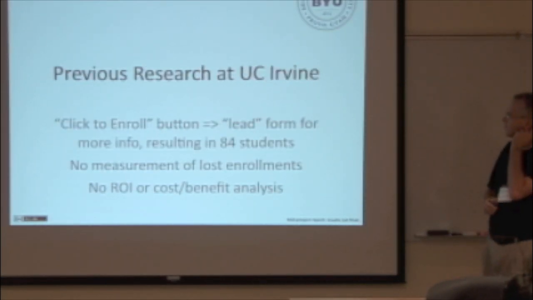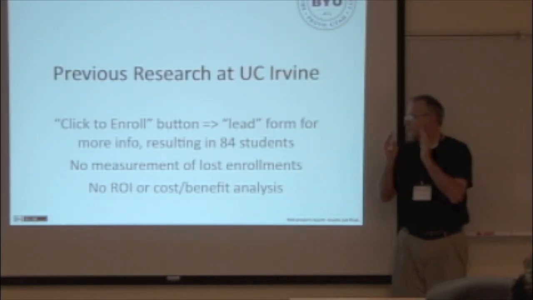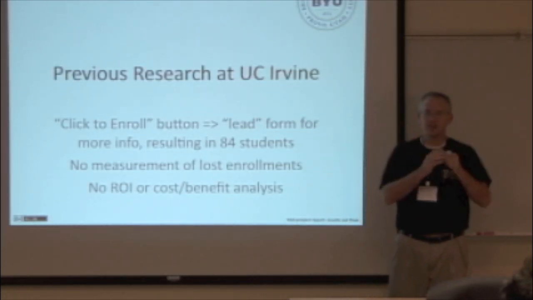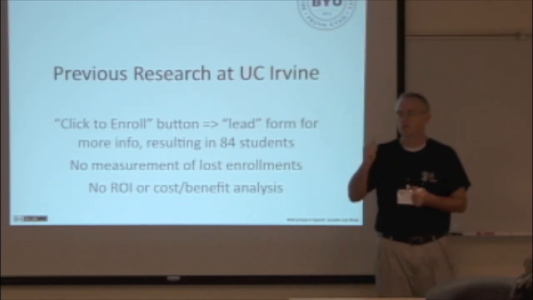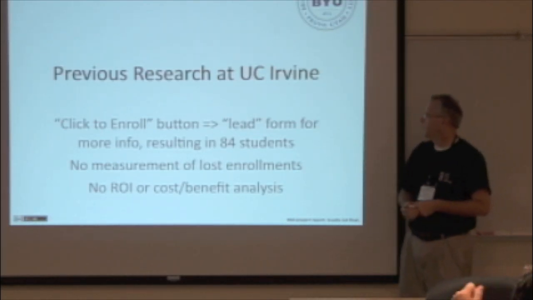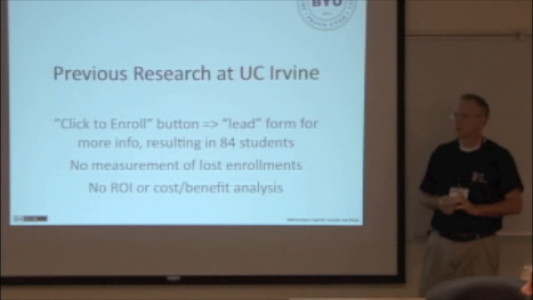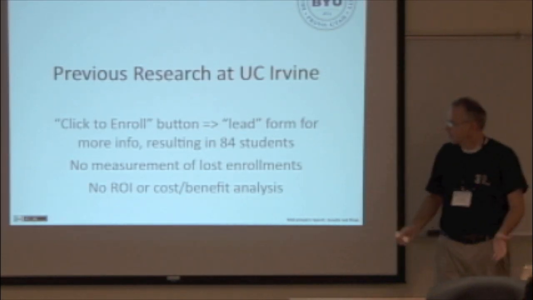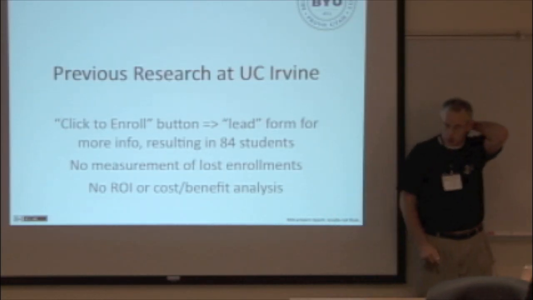And at UC Irvine, they have a slightly different model, where on their open courseware pages, there is a click to enroll button. But when you do that, what you actually do is go to kind of a lead generation page where you fill out information about yourself that goes into a database, and then they contact you about, wouldn't you like to take this course, or we'd like to offer you this course. Which they say has so far resulted, over 2 years, in about 84 students and $60,000 in revenue. But again, no measurement of have we lost enrollment by giving stuff away, and no looking at ROI.